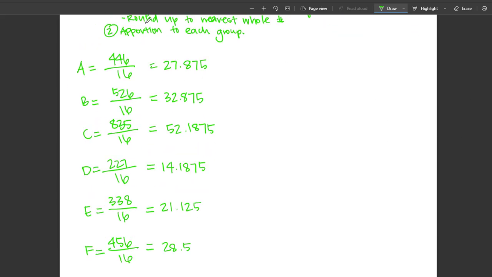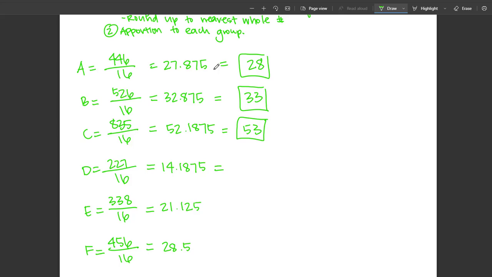So on A, we have 446 divided by 16, we get 27.875. We are going to round up to 28. On B, we have 526 divided by 16, we get 32.875. We're going to round up to 33. For C, we get 835 divided by 16. We get 52.1875. We're going to round up to 53.